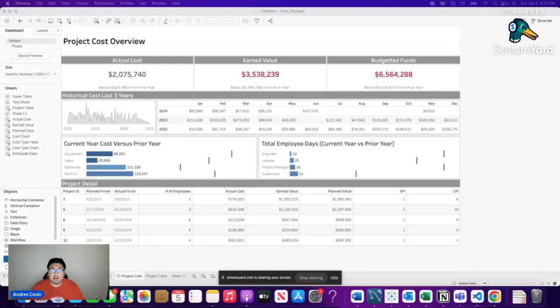Hi, my name is Andres. I worked for the last 5 years as a data analyst, helping companies really get eyes on their financials and their operating expenses so they can better scale their business. In this case, I built a dashboard for a government contractor that really helped him get eyes on his data.